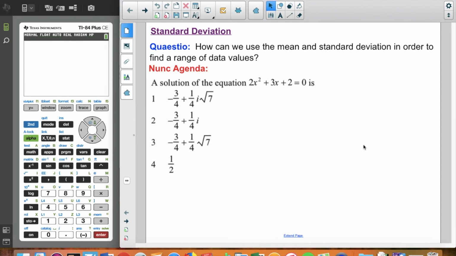Everybody. So we are on our statistics unit, and today we are going to be looking at something called standard deviation. But before we get to that, let's look at the do now. The do now says the solution of the equation, and then it gives this, is. Now, whenever you have x squared, this tells you that you have a quadratic, and to use the quadratic formula.